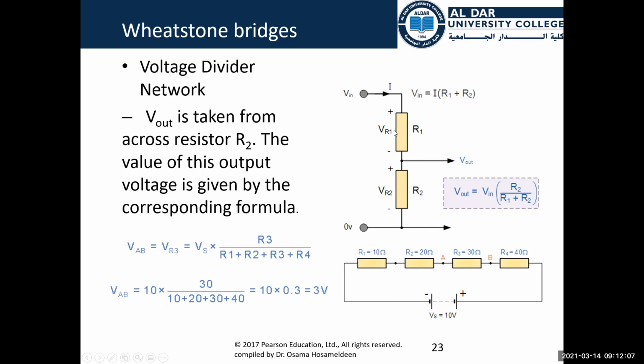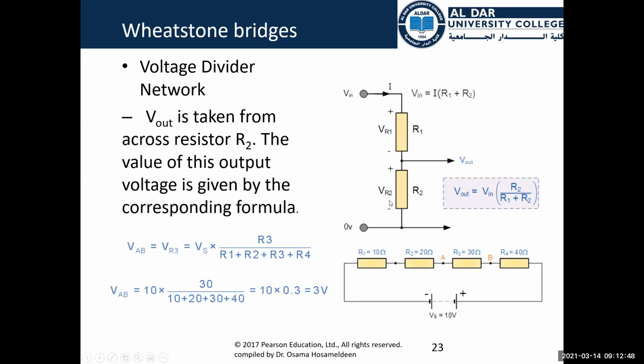Is there a formula to calculate the voltage on the resistance? Yes, this is the formula. We have Vn here, and the percentage of R2 corresponding to both of them is the percentage of R2 to the total value of resistances. It is R2 over R1 plus R2. It gives the percentage of the input according to the value of the resistance.